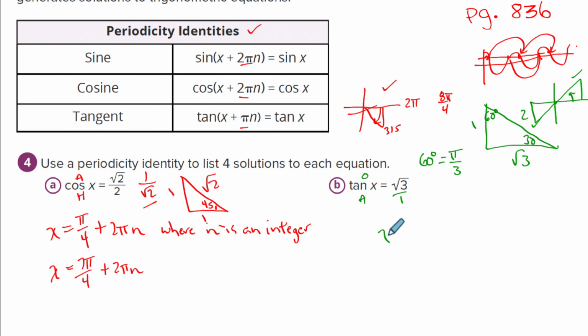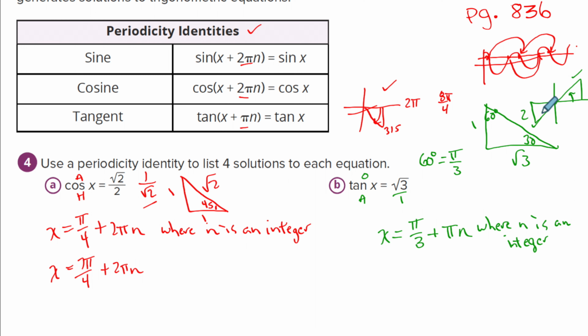So for part B, we're going to get our first value here, which is 60 degrees, which is pi over 3. And remember, it repeats. So plus, now here's the thing with tangent, it repeats every pi units, not 2 pi. So it repeats every pi n. So it's pi over 3 plus pi n, where n is an integer. Forgot my n. Where n is an integer, that'll give it to me.